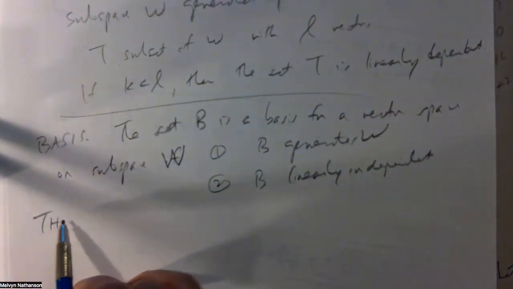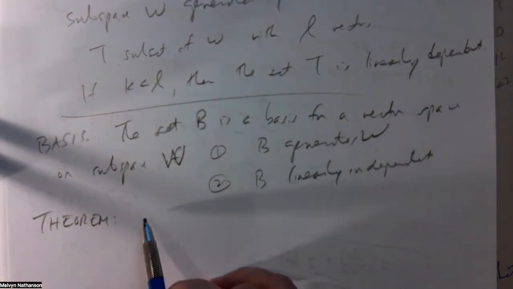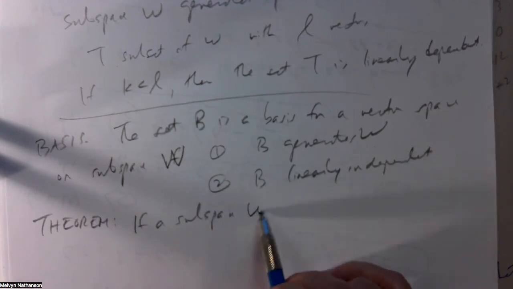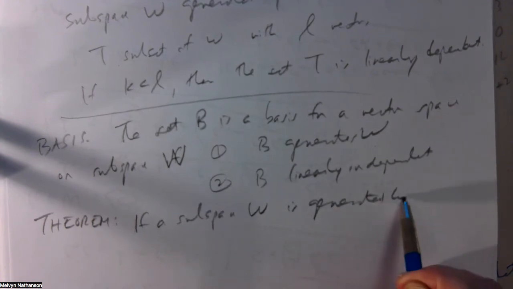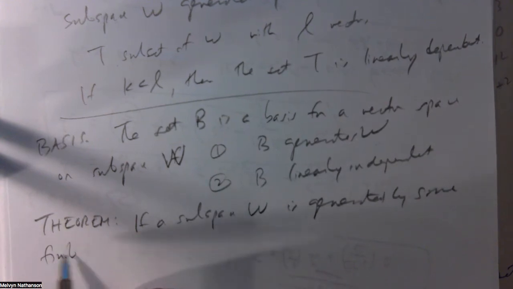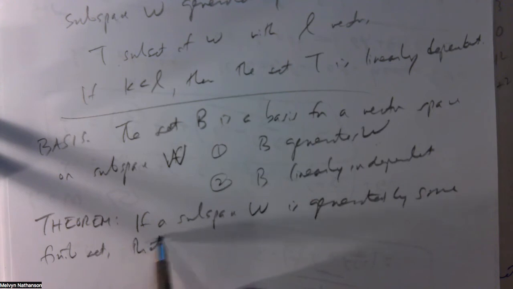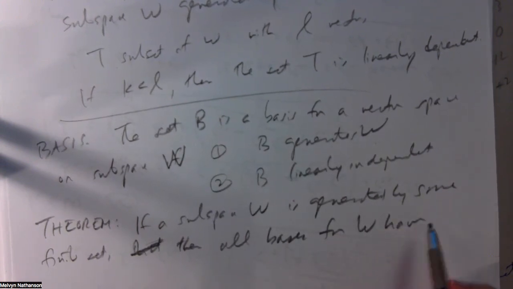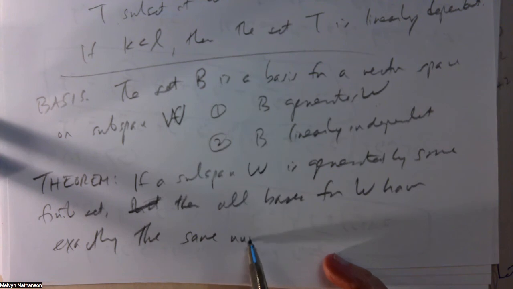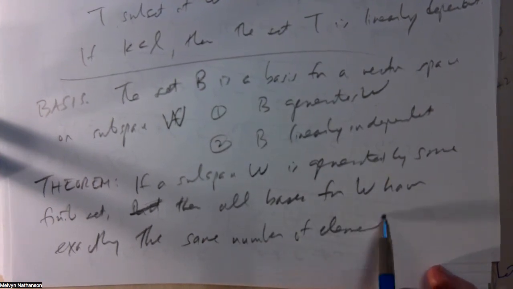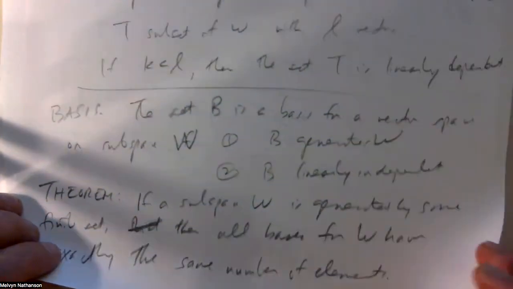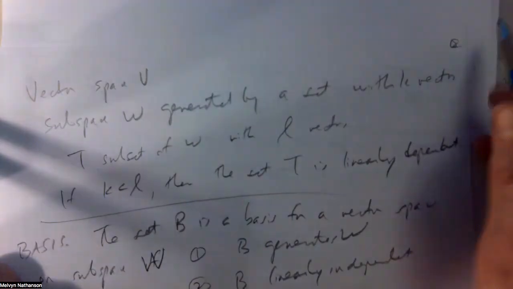And now we can prove one of the most important theorems in linear algebra. If a subspace W is generated by some finite set, then all bases for W have exactly the same number of elements. So let me prove that theorem right now, as I say, before your very eyes.